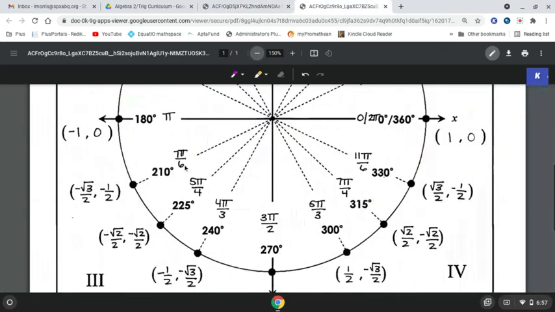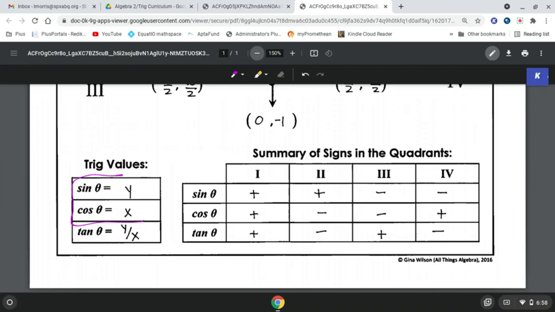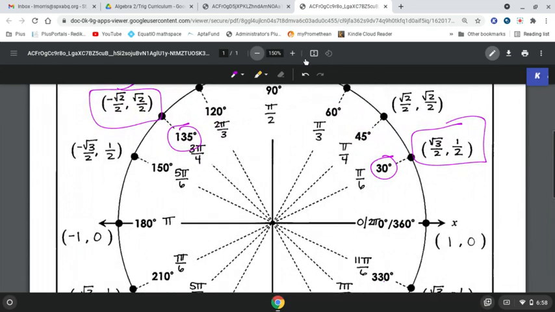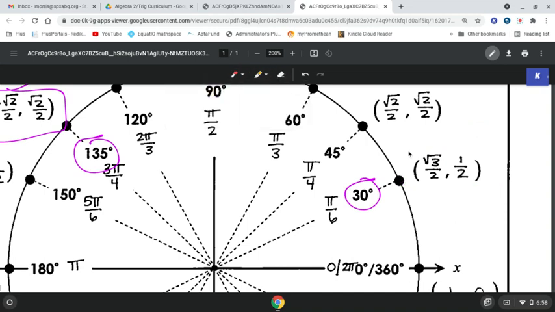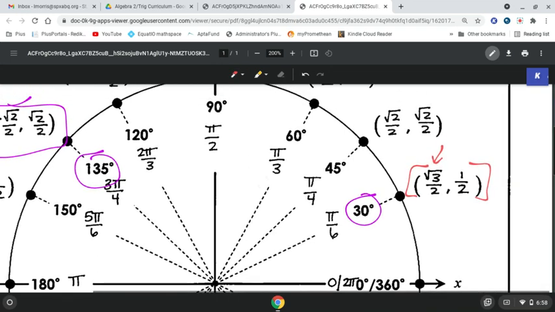So if we go back to the unit circle, down at the very bottom, it tells us that cosine is a or x, sine is y. That means if we go to the ordered pair for 30 degrees, it's right here. The first coordinate is x, or that first coordinate is cosine. So that means that cosine of 30 degrees would be radical 3 over 2. And then sine of 30 degrees is the y coordinate. So that means that sine of 30 degrees is 1/2.